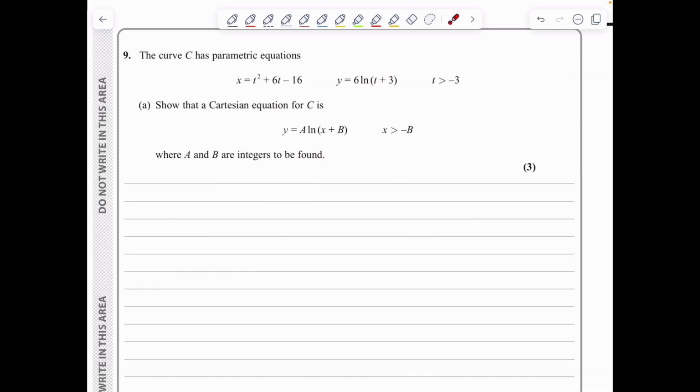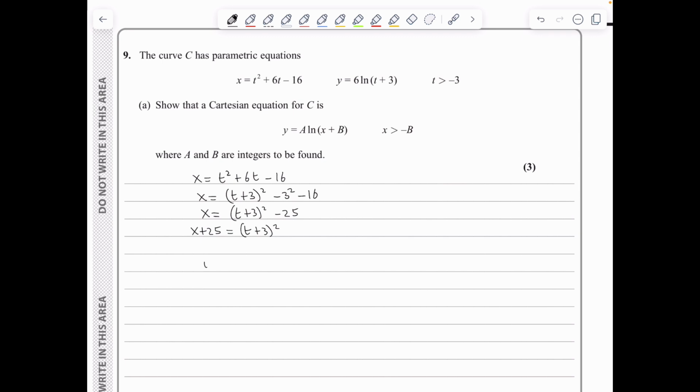In question 9, we've got the curve C defined parametrically as shown, and we need to show that the Cartesian equation for C is y equals a ln of x plus b, with a and b being integers to be found. Well, I will start by considering the parametric equation for x. So x is t squared plus 6t minus 16. I will complete the square to get x is t plus 3 squared minus 3 squared minus 16, which leads to x is t plus 3 squared minus 25, and therefore we've got that x plus 25 is equal to t plus 3 all squared.